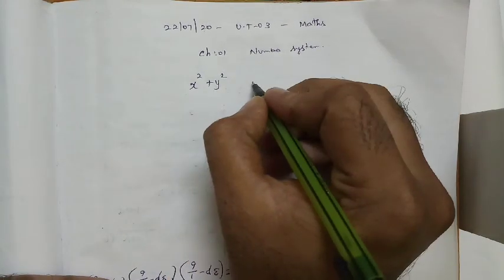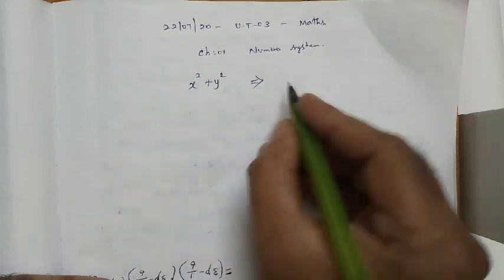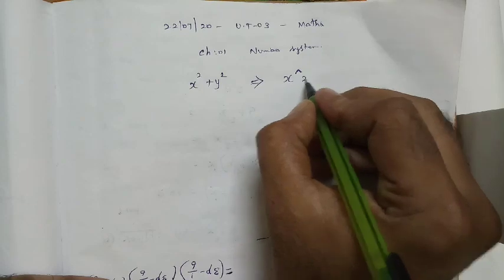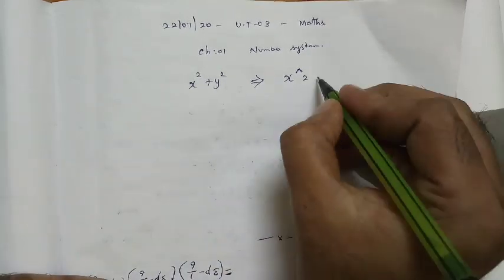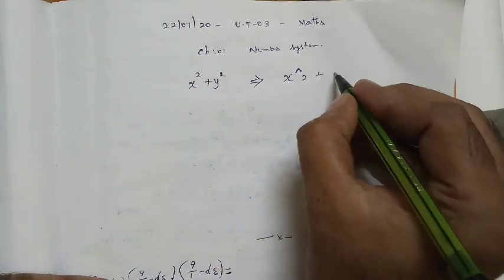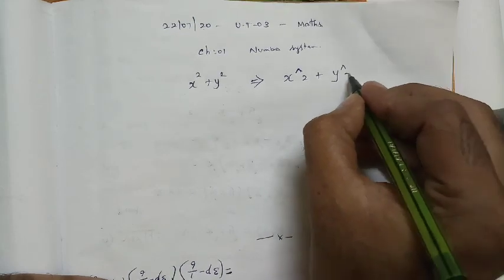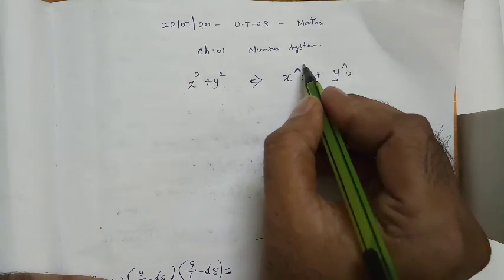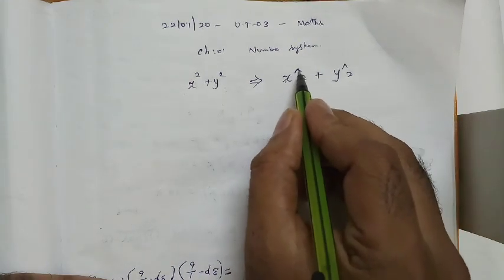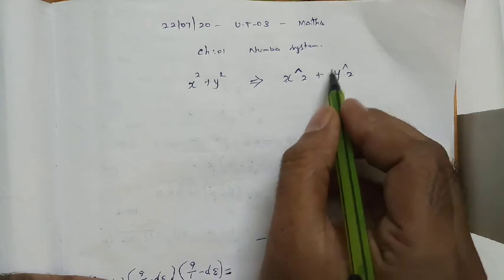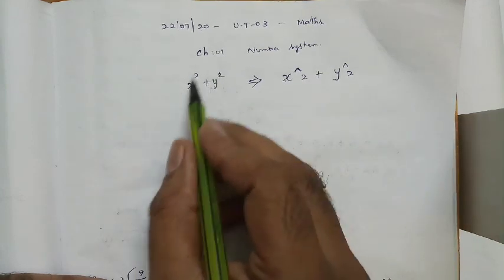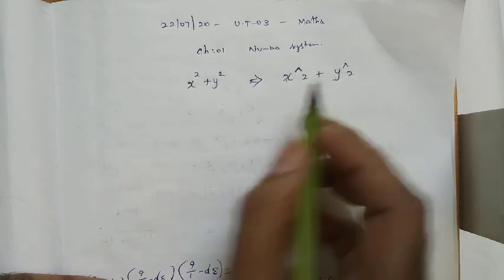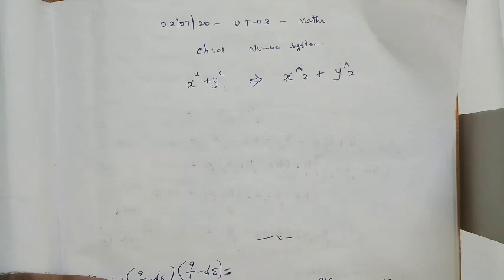But while you are writing the exams in the Google form, it will be x, then the power symbol, 2, plus y power 2. x square means x power 2. This is nothing but power. While writing, don't forget: x square plus y square will be x power 2 plus y power 2.